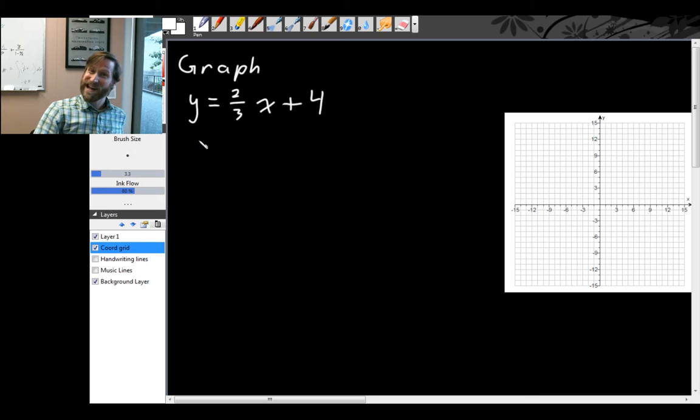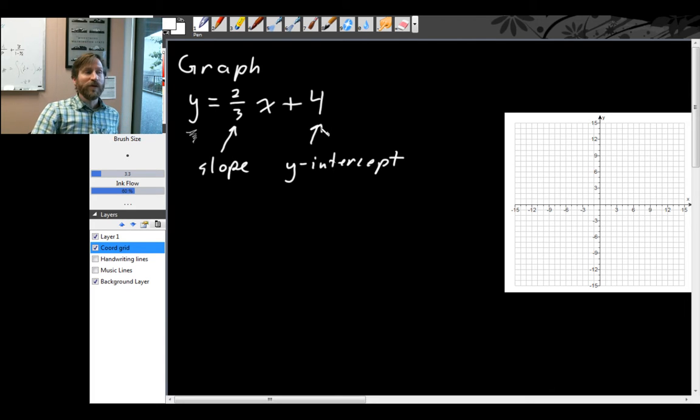So first of all, you can tell this is in slope-intercept form because this equation is solved for y already. Y is by itself on one side, and that means the number that is multiplying x right here, that's the slope, and the number off by itself over here, that is the y-coordinate of the y-intercept. And we can use both of these pieces of information to graph the line. So let's start with the y-intercept.